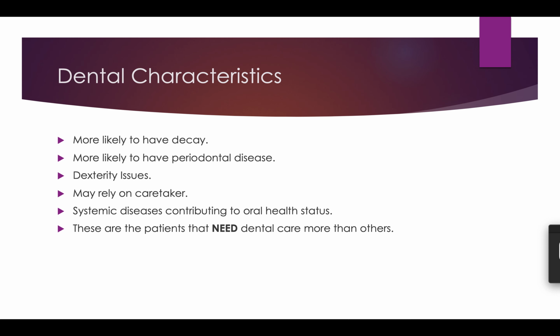So now, specifically dental characteristics. Elderly people are more likely to have decay. They're more likely to have periodontal disease. They have dexterity issues, which can lead to decay and periodontal disease. And as I stated earlier, most of them, or not most of them, but many of them may rely on a caretaker. And these systemic diseases that I mentioned earlier may also contribute to their oral health status.